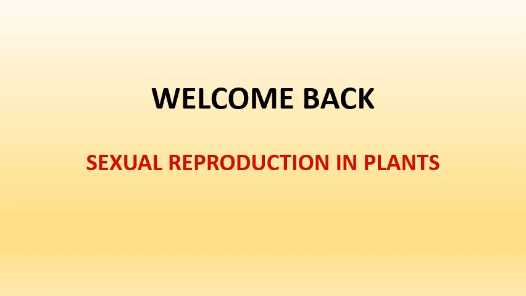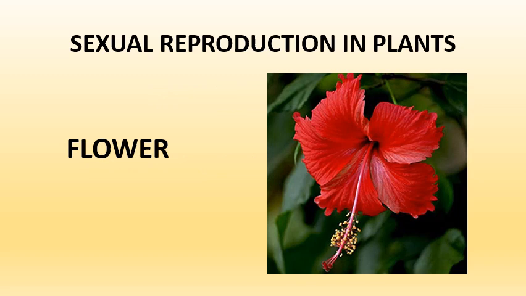In the previous classes, we discussed the various methods of asexual reproduction in plants and animals. In today's class, we will start with the other mode of reproduction, that is sexual reproduction. All of you know that roots, stems, and leaves are vegetative organs of plants that could be used for asexual reproduction, whereas flower is the reproductive part of the plant. Sexual reproduction takes place in the flower.